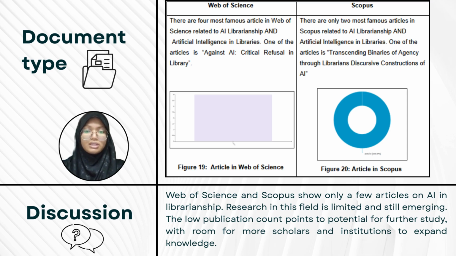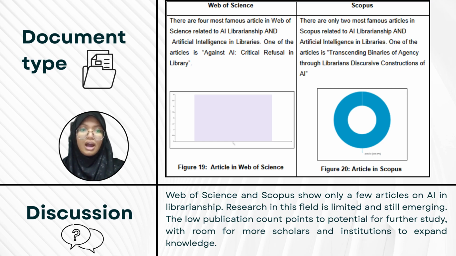As for this page, it will talk about the document type. In Web of Science, there are 4 most famous articles related to AI librarianship and artificial intelligence in libraries. One of the articles is Against AI, Critical Refusal in Library. And we can see in this bar graph, in figure 19, article in Web of Science.